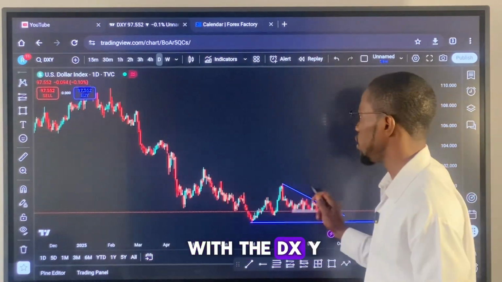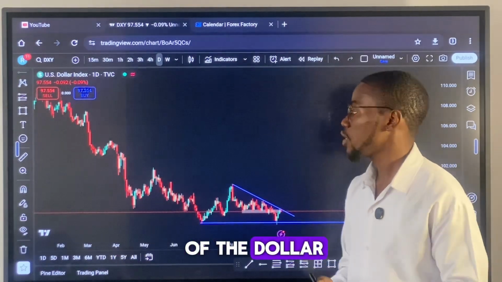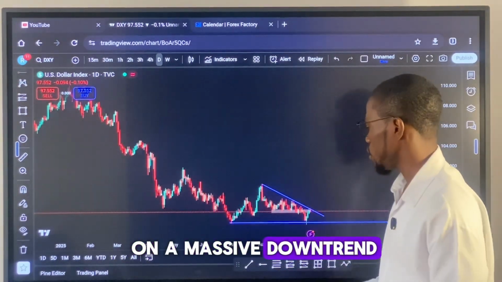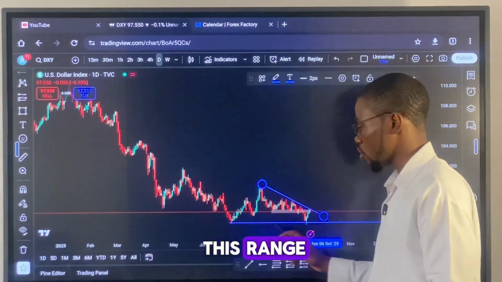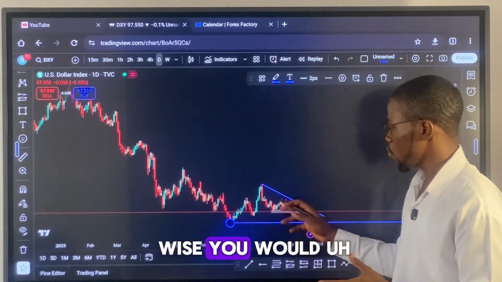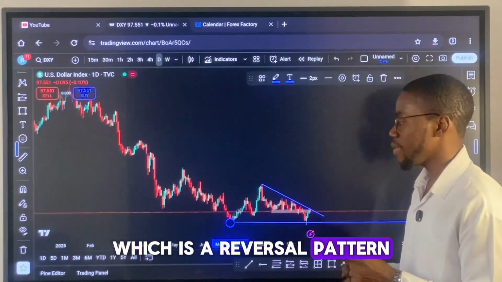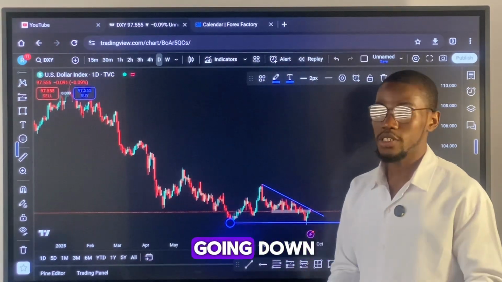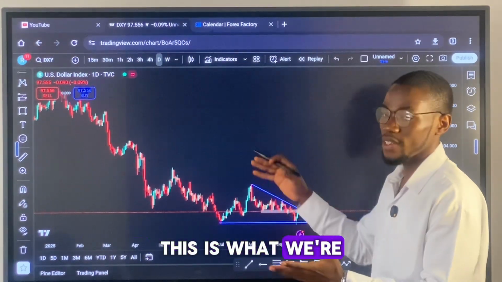So starting off with the DXY, the dollar index, which basically shows us the strength and weakness of the dollar. We can notice that on the daily time frame, the dollar has been on a massive downtrend, and for the past 2 months, July, August, September, we've been caught up in this range. Chart pattern wise, we're having some sort of a wedge pattern, which is a reversal pattern. Again, we don't try to control the market. If it still decides to continue going down, then we just follow the trend.